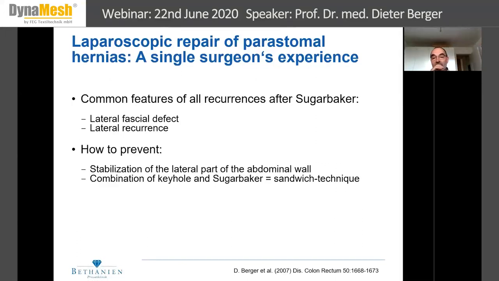And when we looked at why our results are not so promising with the Sugarbaker technique, we found that all these patients had a mainly lateral fascial defect during the first repair of the parastomal hernia. And they all developed a lateral recurrence, despite our efforts to really produce a big lateralization of 5 to 7 and even more centimeters. Then we thought about how to prevent these lateral recurrences. And we thought that the combination of the keyhole mesh, which is stabilizing the lateral part, with the Sugarbaker mesh, the so-called sandwich technique, may be successful.